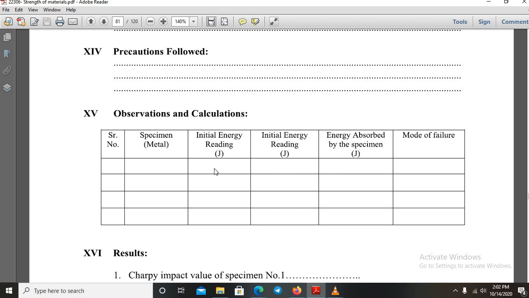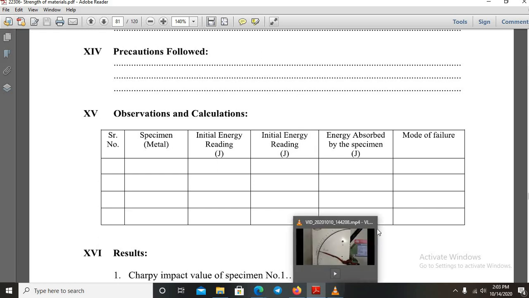There is one correction in our manual. In both these columns it is given initial energy reading. In the first, let it be initial energy reading. In the second, scratch this initial and write here final energy reading.